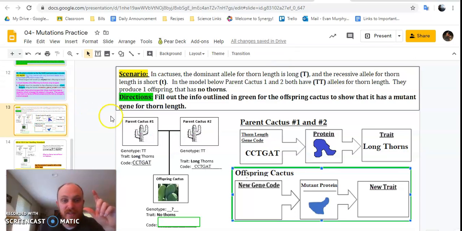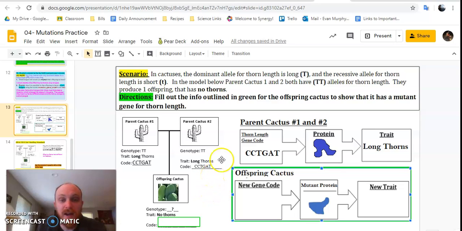This type of question here on slide 13 is just like the questions you're going to see on your assessment. I have a little family tree, and there's a little flow chart over here. So I wanted to give you this as like a practice. I'm going to just explain to you how to do it. I'm going to let you do it.